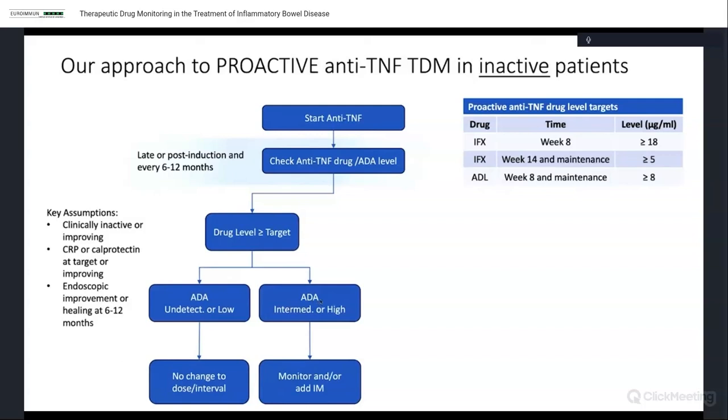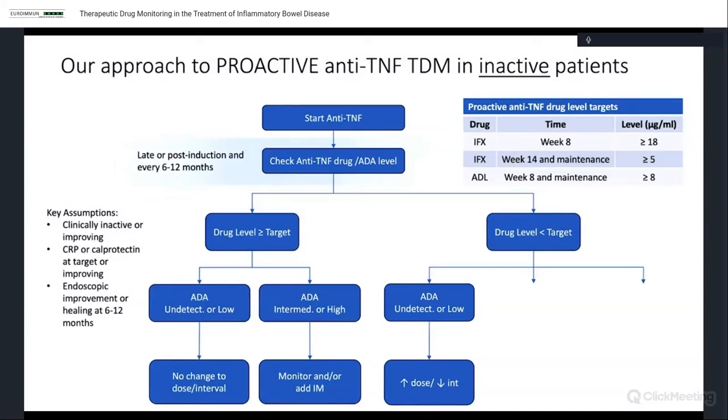It's possible, but unlikely, that you could detect anti-drug antibodies at an intermediate or high level in the setting of a target drug level. And it's sometimes hard to know what to do in this setting. It may be appropriate to monitor these patients and determine whether these are indeed neutralizing antibodies, because if the drug level does not change in the setting of a higher antibody, these may be non-neutralizing antibodies, which are picked up by some assays. Or one could add an immune modulator in an attempt to reverse these anti-drug antibodies.